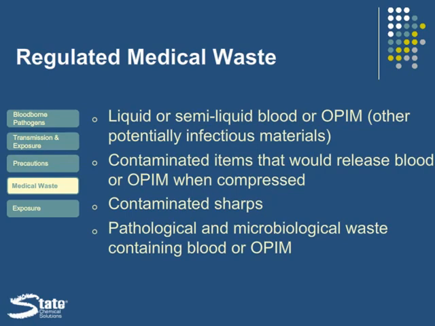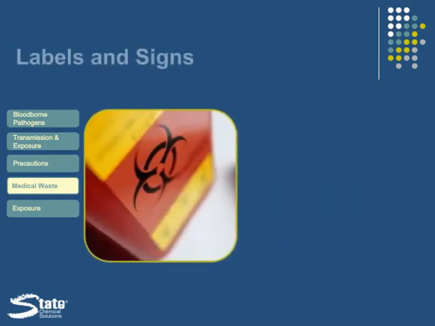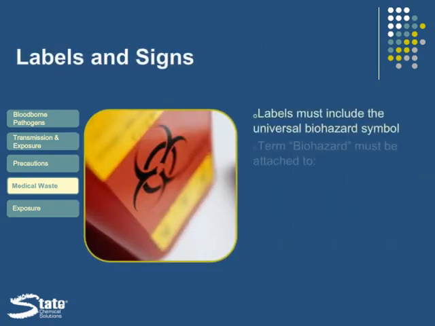Also make sure that all sharps, including needles and broken glass, go in the appropriate sharps containers to avoid contamination through impalement or laceration. Pathological and microbiological waste containing blood or other potentially infectious material, such as from a medical laboratory, is also another way to prevent potential exposures through communication, which includes appropriate labels and signs.